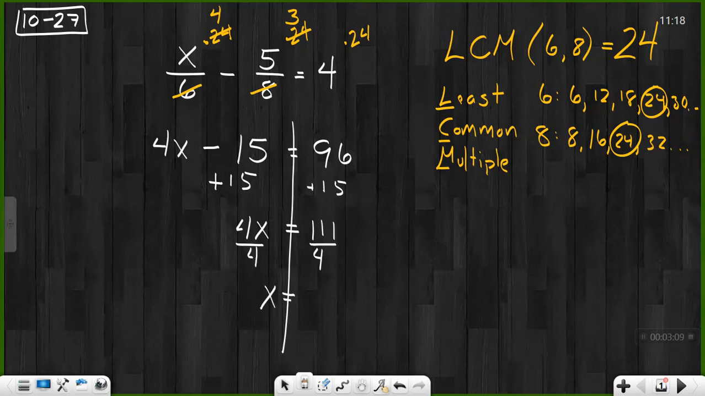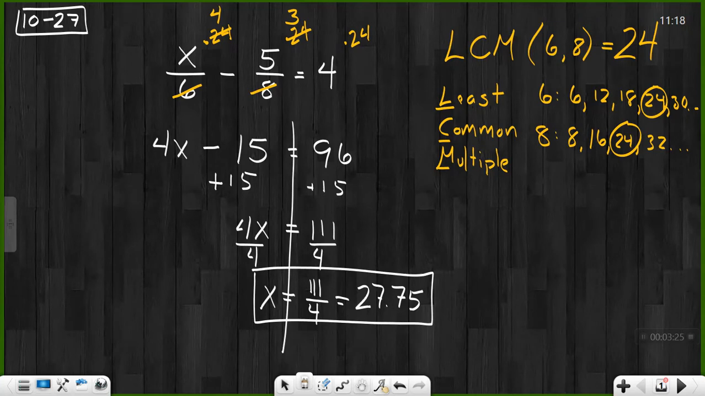And in this case, we find that x is equal to 111 fourths if you leave it as an improper fraction. But if we take that, we could go down a little bit further. That is 27.75 if we do that division, take it down to a decimal. And that's a value of x that would make this equation true. And we got there by eliminating our fractions by multiplying by the least common multiple.